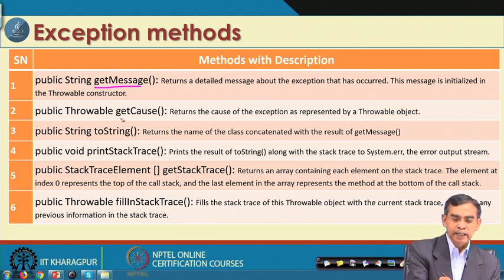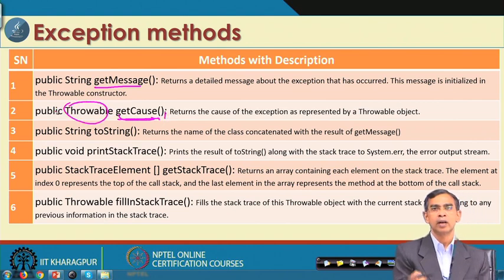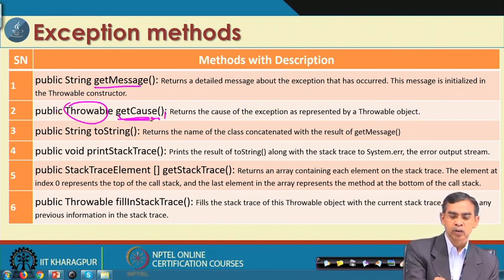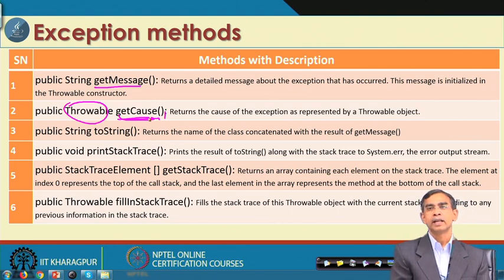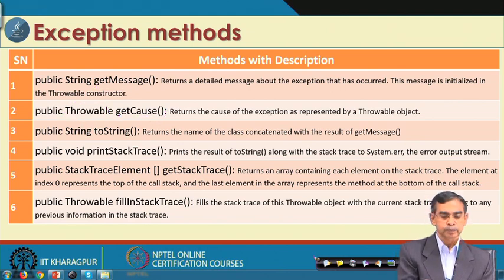Now, there is again getCause. It basically returns an object of class Throwable to the caller program. If a method in which this exception occurs throws an exception, it will basically throw it to the caller. So, that is why getCause. It basically tells about the reason for the exception. So, it is a very useful indication both to the programmer as well as to the user.